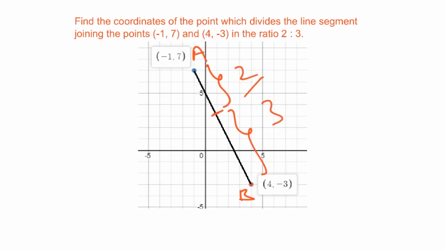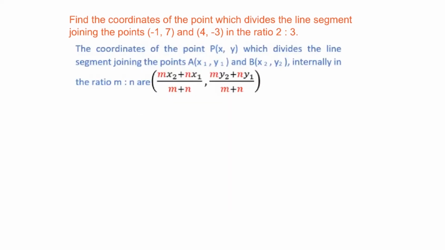2:3. So let us say that this point is P(x, y). So to find this point, we have a section formula. Using that formula, we will find the point. This is called the section formula. The coordinates of the point P(x, y), which we have to find, which divides the line segment joining the points A(x1, y1) and B(x2, y2) internally in the ratio of m:n. So we will take this as m and this as n.